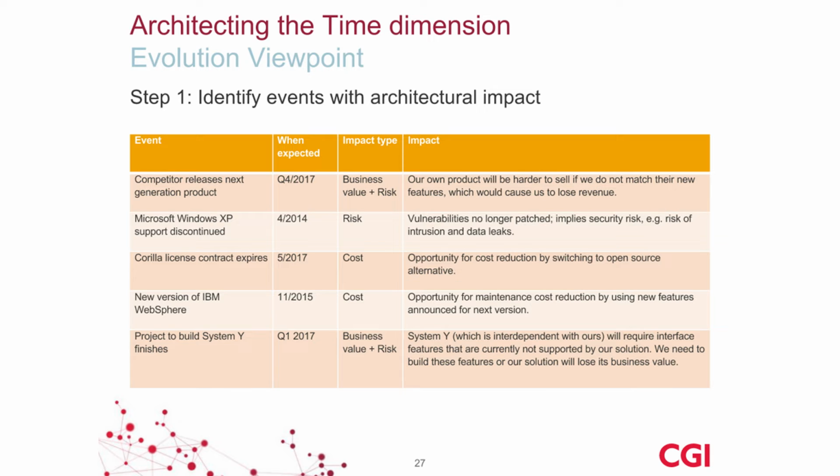Another one: Microsoft Windows XP support is discontinued. We knew this ahead of time, right? This was announced at the time, the 4th, I think April of 2014. The impact type here is risk because vulnerabilities are no longer patched, and it's a security risk. So if we would have known this ahead of time, and we did, then we could plan in our architecture roadmap to get rid of Windows XP in our application landscape.